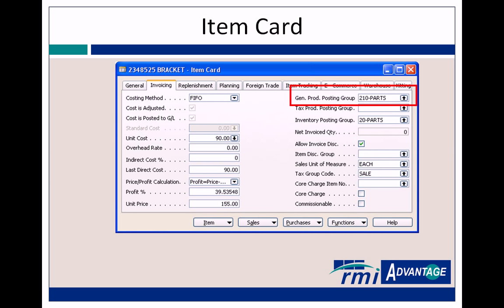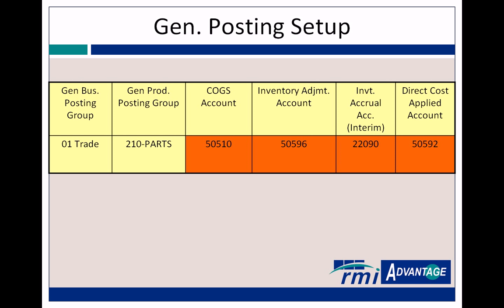Back on our item card, the next field we're going to take a look at is the general product posting group. And again, the general product posting group is what drives our P&L impact. The code that we have specified in this field is just an internal code that we have set up for our company. When we drill in to this field, the general product posting group, we have the general posting setup show up.